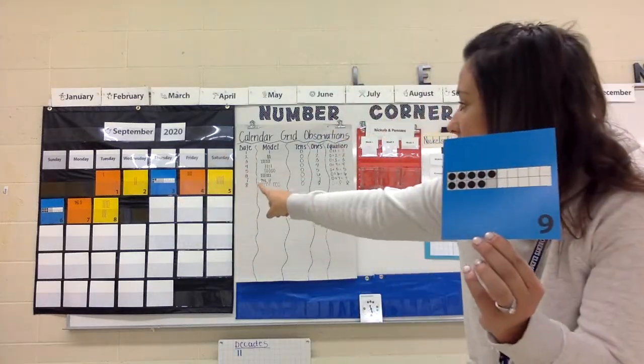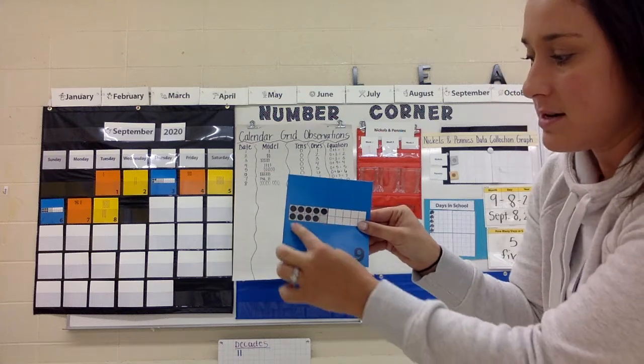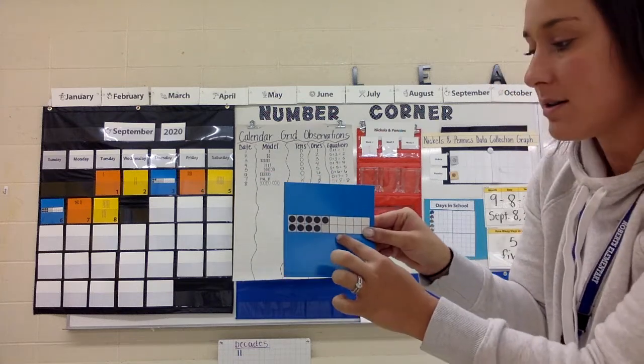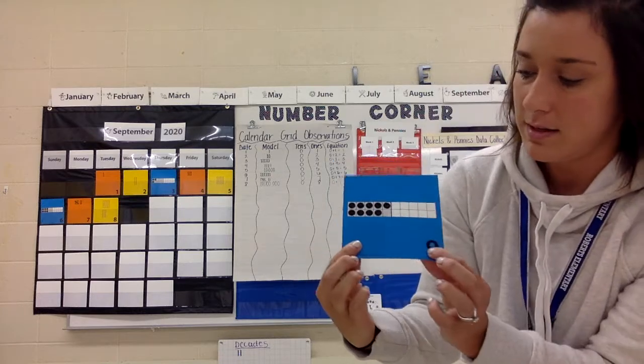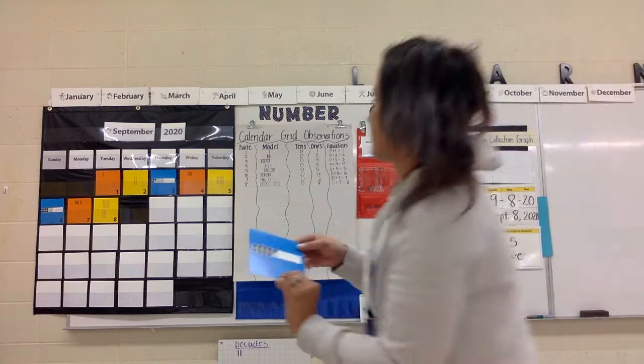So let's see if you're right. So it's blue because after yellow, we have a blue for our pattern. And then we have a frame. So this is a 20 frame because we have 10 and 10 more. And that is 20. So today is the 9th. And as you can see, we have 9 black dots.